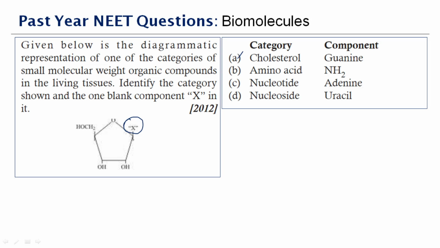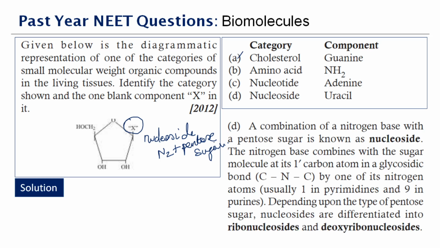Now a diagrammatic representation is given in front of you and you need to analyze what this X could be. A combination of nitrogen base with pentose sugar is called a nucleoside. We all know that, right? A combination of nitrogen base plus a pentose sugar. Penta means 5, right? Pentose sugar is called a nucleoside. Now the nitrogen base combines with a sugar molecule at its 1 carbon atom in the glycosidic bond. So it will be easy if you can read this, then only you will understand. More than telling, you have to just see and read.